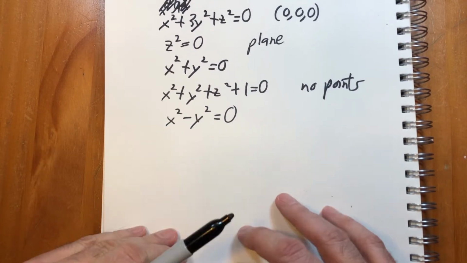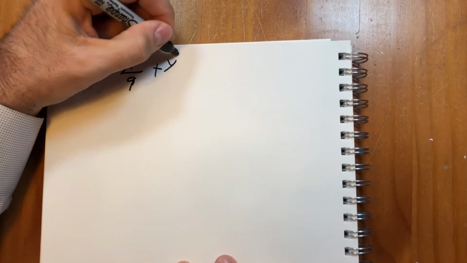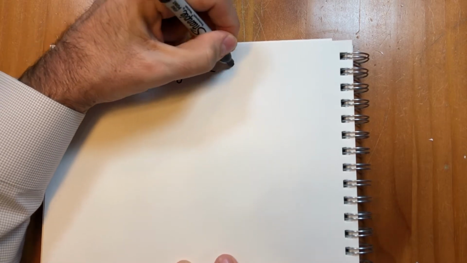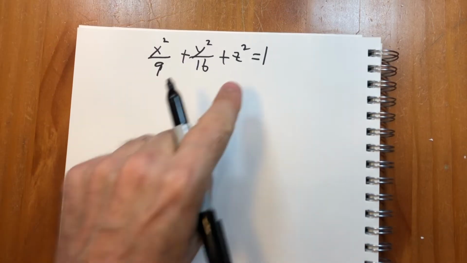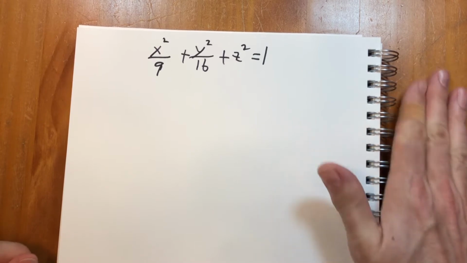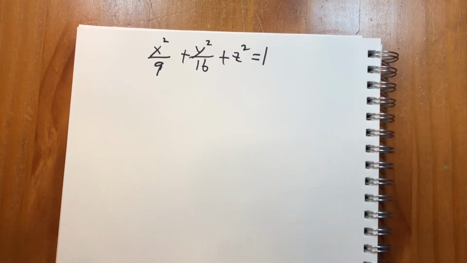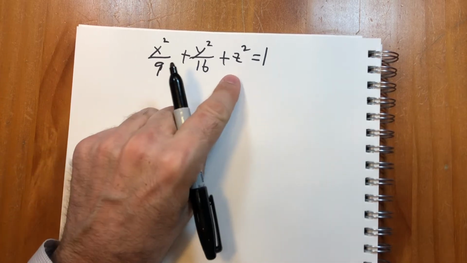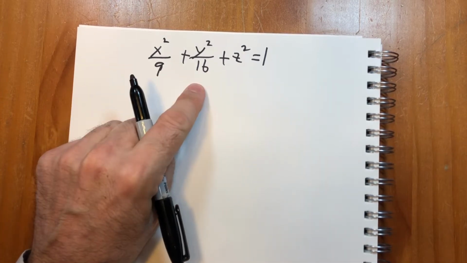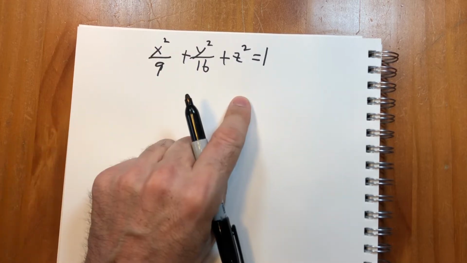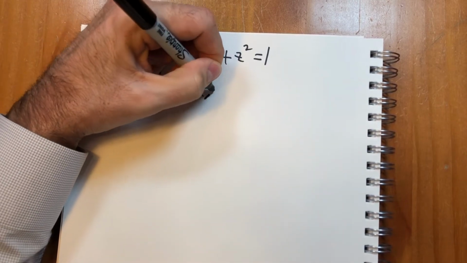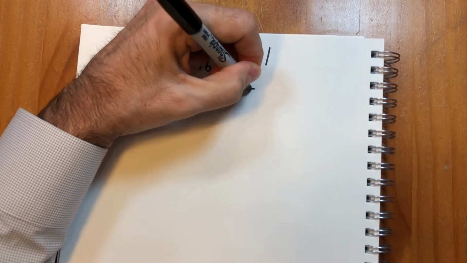Okay, next. What about x squared over 9 plus y squared over 16 plus z squared equals 1. Now, this one is different from our previous examples because, as I was mentioning a little while ago when we were looking at our techniques, this one is not a function of 2 variables. It's an implicit function because all 3 variables are here. So this is actually a polynomial f(x, y, z) equals 1.